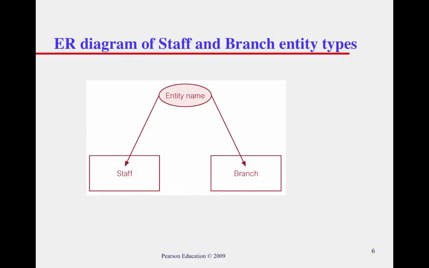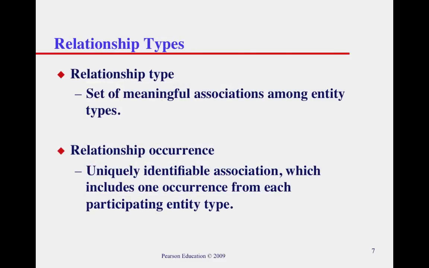In an ER diagram, you use a rectangle to represent an entity, and you put the entity's name in the middle of the box, centered. So very simple. Here we have two entities, one named staff, one named branch. Just a rectangle with a label. Okay, so very simple for entity types.